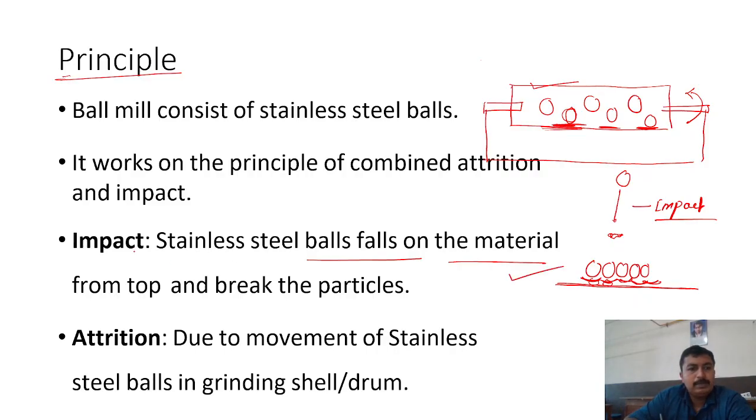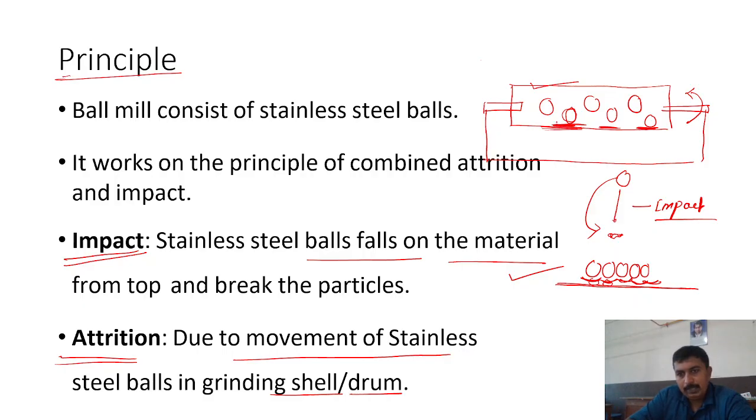So impact means the stainless steel balls fall on the material, and attrition means, due to the movement of stainless steel balls in a grinding shell or drum, the powder material is simply ground between the balls and the inner wall of the drum. This is attrition. So impact means the stainless steel balls fall on the material, and attrition is due to the rolling of the balls inside the drum. Due to rolling, the powder material is crushed between the drum and the balls.